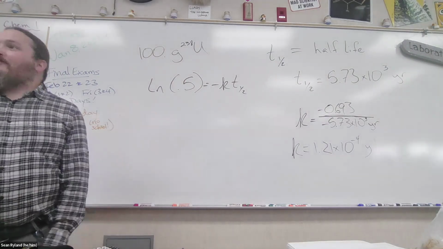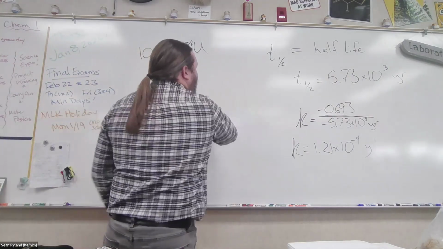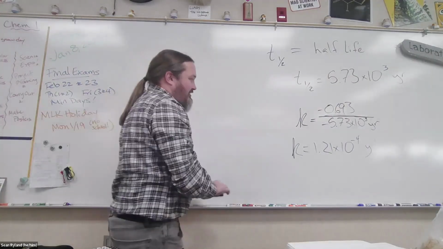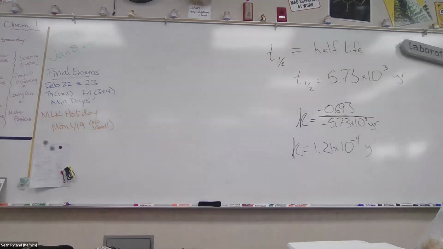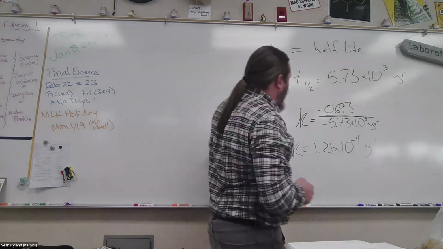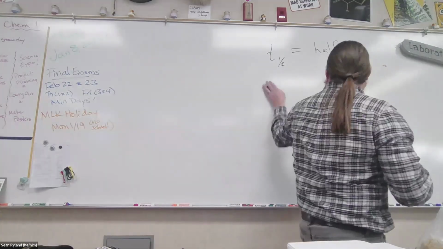5,730 years is the half-life. So we know it's not the half-life. So it's less than half of what we started with. It's pretty close to 2 half-lives, though. So we would expect it to be somewhere in the quarter of what we started with range. But to actually calculate it, we're just going to take this K value, plug it back into the original equation.